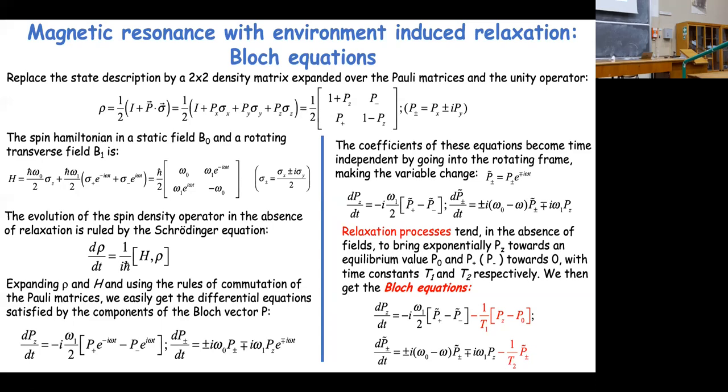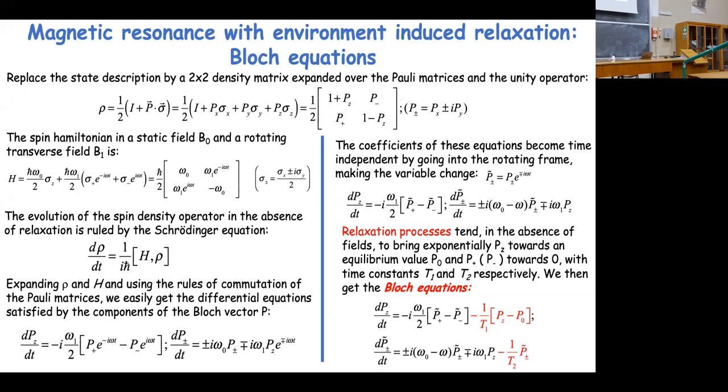What will happen to p plus and p minus? They will go to zero, because p plus and minus represent the coherence between the spin up and down states, and in case of coupling to an environment, this coherence disappears. So you see that the simplest model to describe relaxation is to add two time constants: the time constant t1, which describes the speed at which the information about pz disappears, and t2, which is the time at which the transverse coherence, the transverse spin, vanishes due to relaxation.